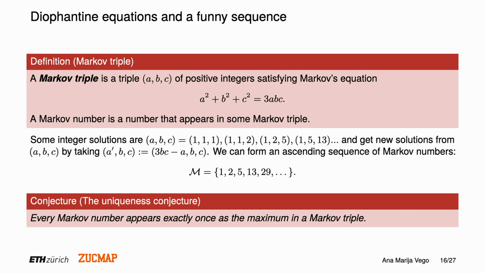Okay, and we can also show that. But if it appears at least once as a maximum in a Markov triple, does it happen again? So are there maybe two different Markov triples which have the same maximum, but the other two integers are different? And it turns out that we don't know. And that is precisely the uniqueness conjecture, that every Markov number appears exactly once as the maximum in a Markov triple. Like, we don't know. There has been some progress, I think, using some algebraic number theory, and many cases have been proved, but finally the whole conjecture has not been solved entirely to this day, I think.